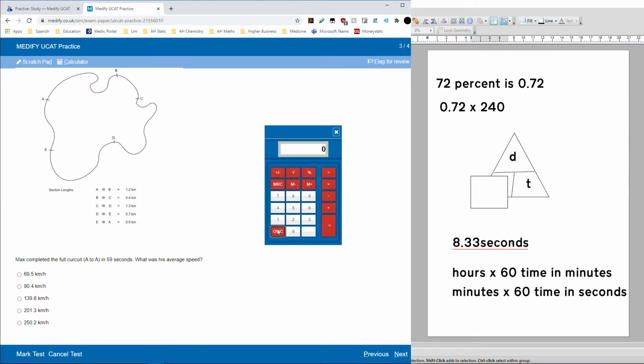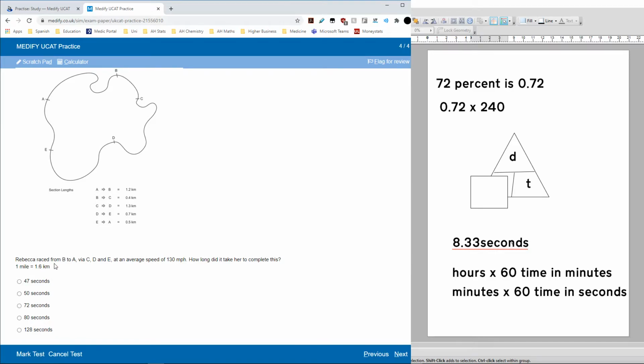Now I'll do it again. 59 divided by 60 divided by 60. The thing is, you've always got to do the dividing bit on the bottom first, then add it to memory, and then after that you can do the top bit divided by memory. That's just how it is, sadly. It's a bit weird. That gives 250.2 kilometers an hour.